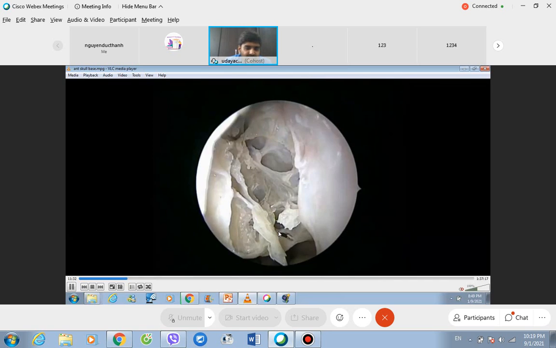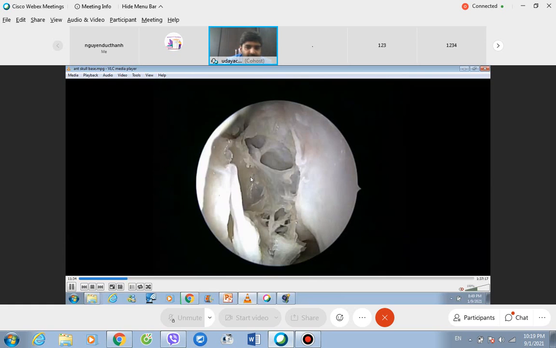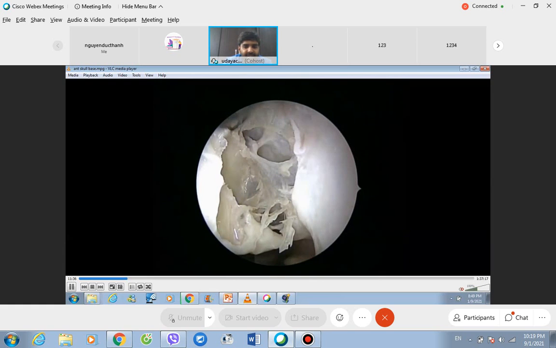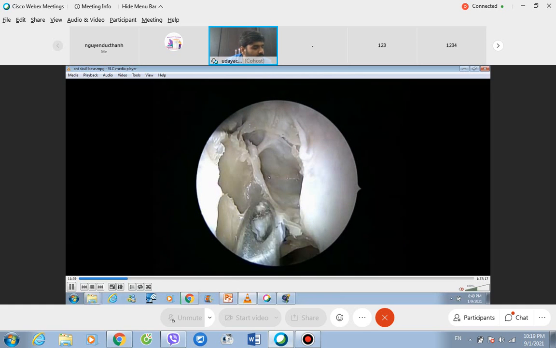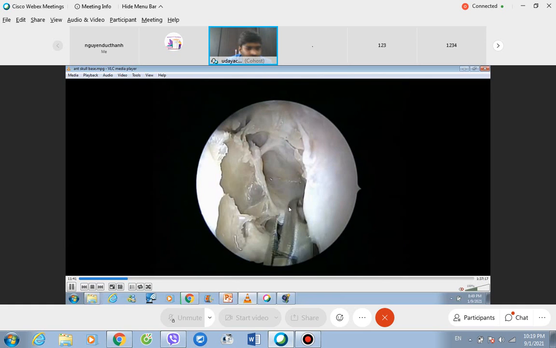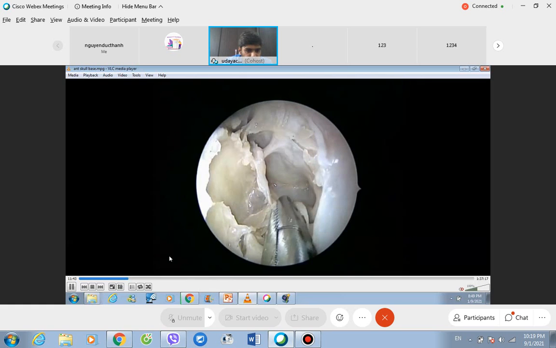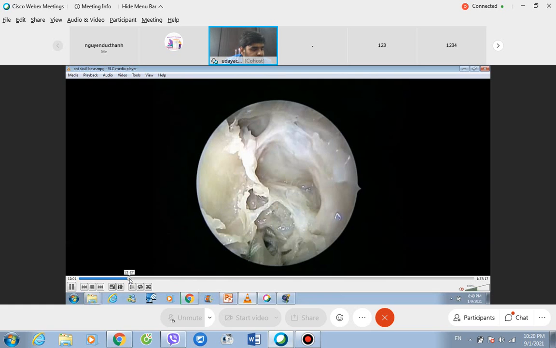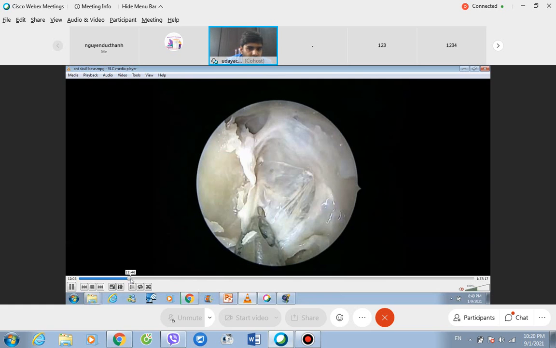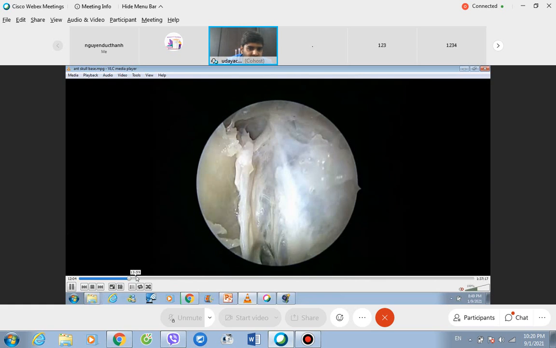This is a cadaver dissection, so the mucosa is being stripped off, whereas in live cases the mucosa is very important and should be handled very carefully. And posterior ethmoids are entered, and now we'll jump to the part where the posterior ethmoidal artery is. These are all the posterior ethmoidal air cells which are being removed.